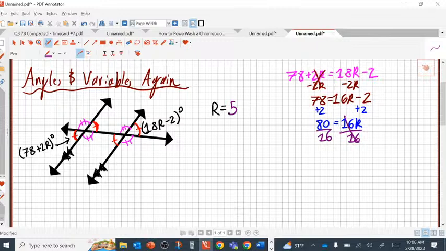Now, how am I supposed to use that to find out what the angles are? Let's see if I can get a little bit of help. Gabriel, what can I do with that R equals 5 to find the actual measures of the angles?